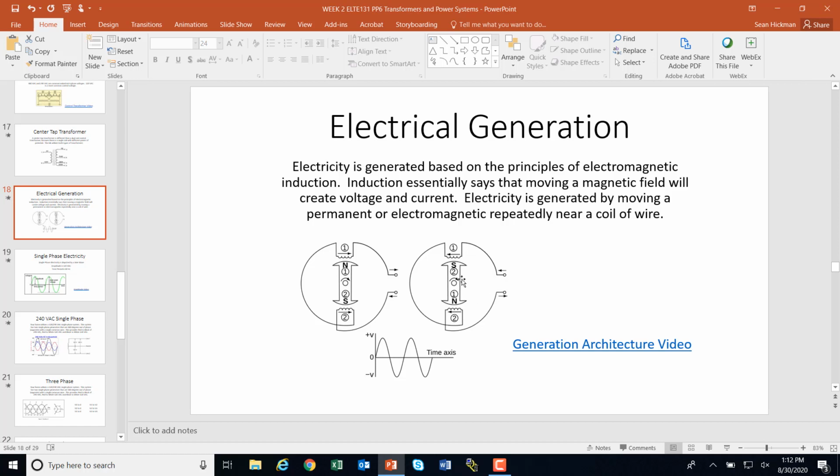A lot of times they'll use a hydroelectric dam, or a windmill, or a gas turbine to spin this very quickly, and these magnets get spun by the coil here. So take a second here and watch this generation architecture video. It shows you different types of alternators, whether you have permanent magnet stators or rotors. So take a look at that.